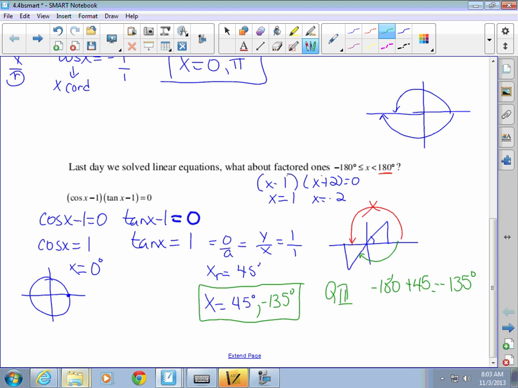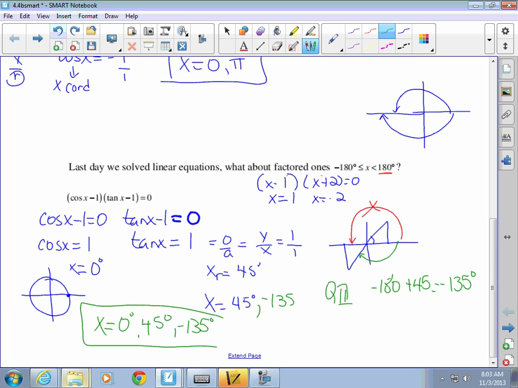So that's, I shouldn't have put my box around there yet. Let me redo that one. So this would be negative 135. And then also, altogether my solution would be 0, 45, and negative 135 degrees. So that is my final solution. So you have to watch where you're putting your box around, because this was 45 and negative 135 was only one part of my solution.